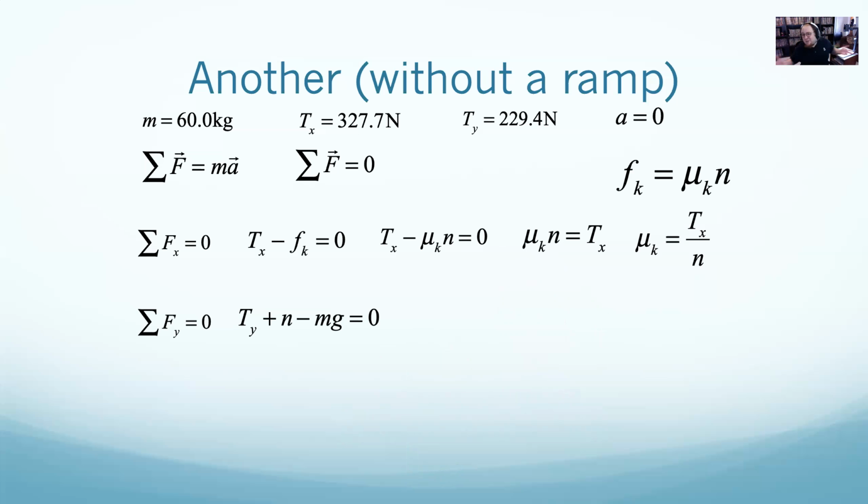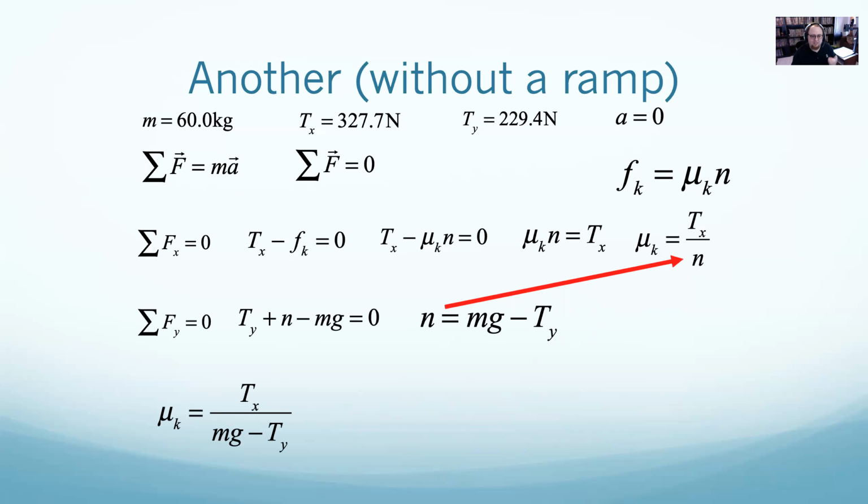Thing is, I don't know what n is. So I'll use my y equation to solve for n. I'll go back down to my y equation, T of y plus n minus mg equals 0. And I will add mg to both sides. I will subtract T of y from both sides. And say n is mg minus T of y. That's my value for n. That's what I shove up in there. And this is my equation.